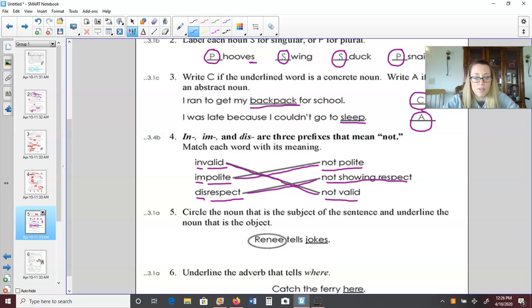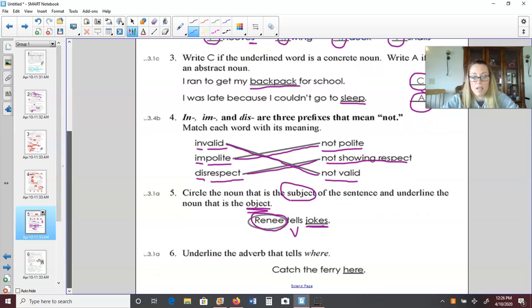Number 5, circle the noun that is the subject of the sentence. Underline the noun that is the object. Renee tells jokes. So the subject of our sentence tells us who or what the sentence is about. So this sentence is about Renee. That's our subject. And our object is a noun that we find in the predicate of our sentence. Jokes. Tells is a verb. That's the action in the sentence.